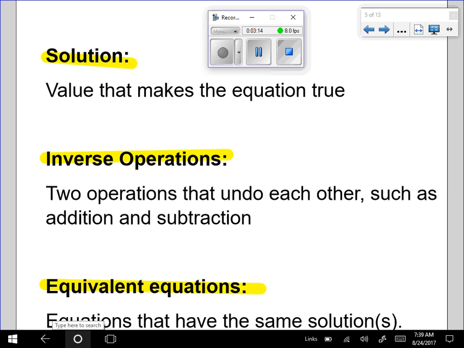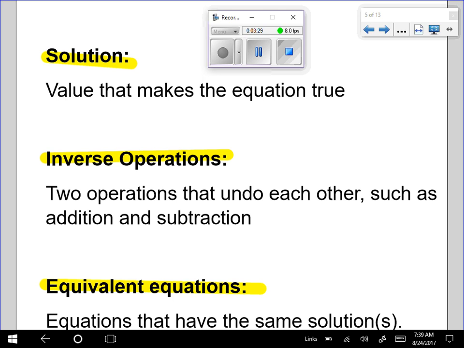Equivalent equations, we won't see that too much, but equations that have the same solutions would be considered equivalent equations. So that's good to know. Any equation that has the same solution, those are going to be considered equivalent equations.